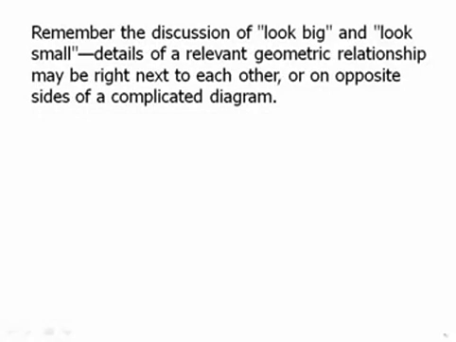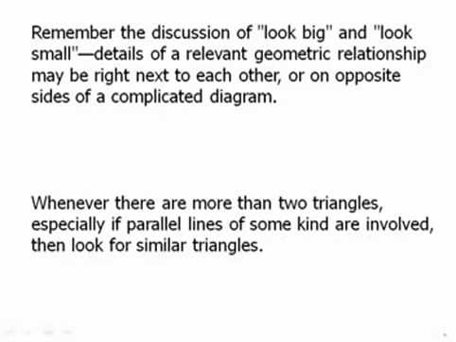Remember the discussion in that earlier video of look big versus look small. In other words, details of a relevant geometric relationship may be right next to each other in a diagram, or they may be on opposite sides of a complicated diagram. Doesn't matter whether the triangle is tiny or big, the 3 angles in it still add up to 180. So you need to be able to train your eye to see both the small shapes as well as the large shapes that cross over many others. Wherever there are more than two triangles, especially if parallel lines of some kind are involved, then look for similar triangles.